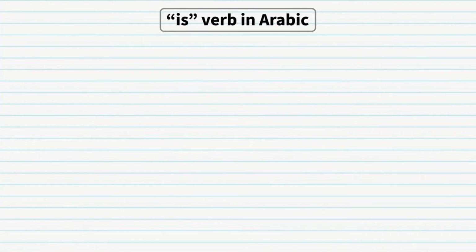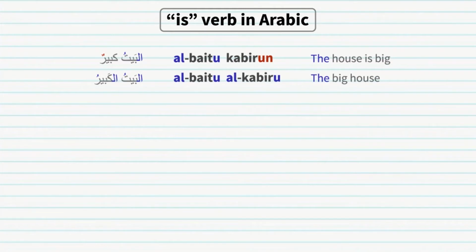Is. In the Arabic language, there is no equivalent word for is. Al-baytu kabirun. The house is big. Al-baytu means the house. Kabirun means big. Notice how the adjective is in its default state and not following the noun. So, al-baytul kabiru means the big house. Al-baytu kabirun means the house is big. Some more examples.